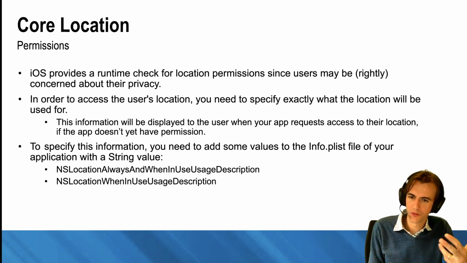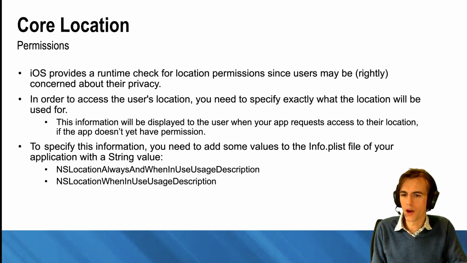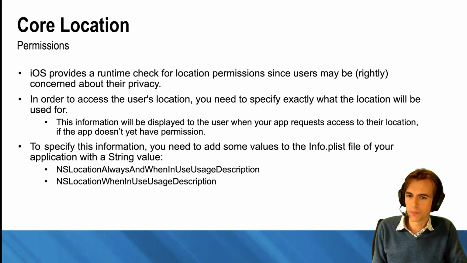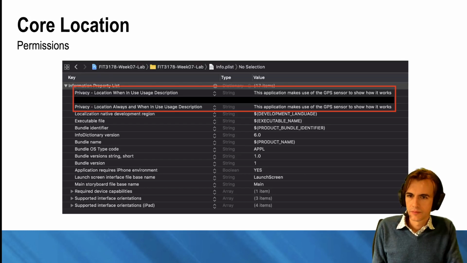So these are two different situations, one where your app needs background permission as well as when in use, and one where it just needs location information when it's in use. And each of these is just a string value. You would say something like, this application makes use of the GPS sensor to show how it works. And that's an example of that.